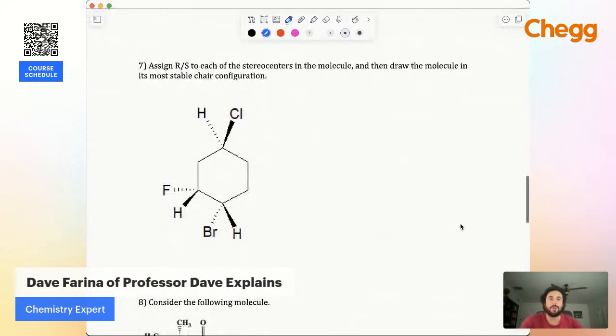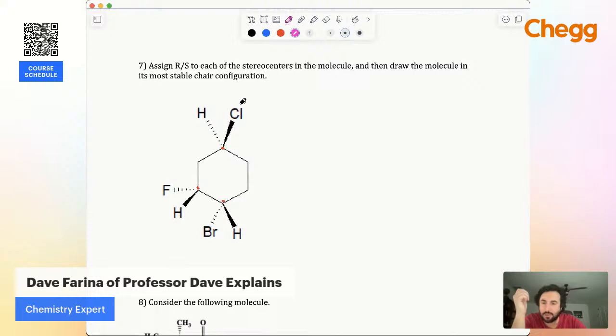Okay, so let's combine this with the chair stuff that we were doing. We're going to want to assign R and S to each of the stereocenters in the molecule, and then draw the molecule in its most stable chair configuration. So we have 3 chiral centers, right? We've got this one, we've got this one, we've got this one. So let's do these one at a time.